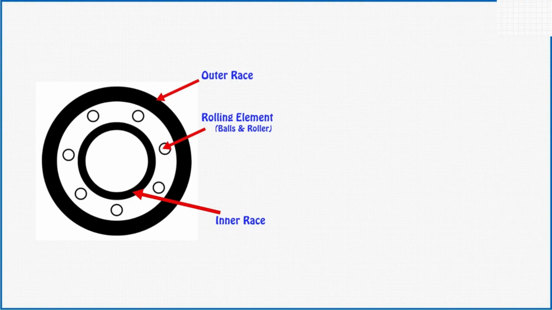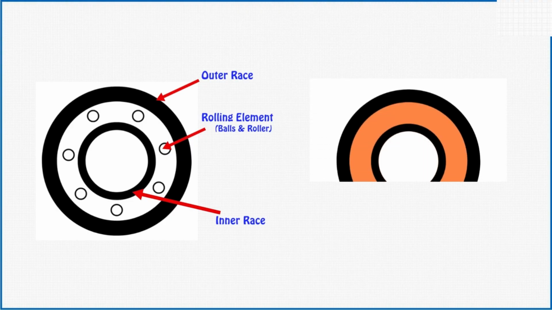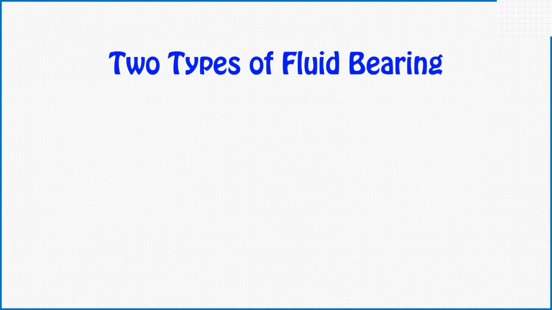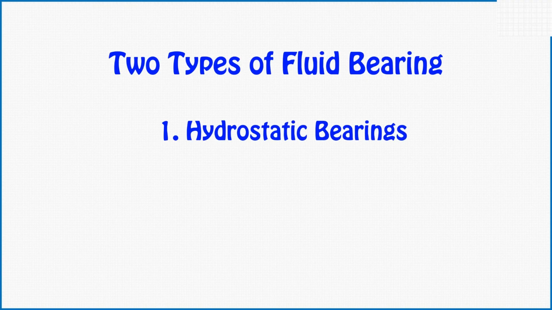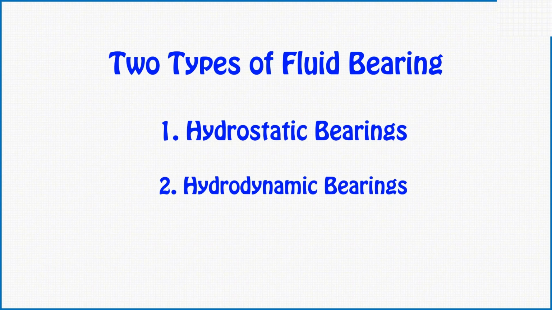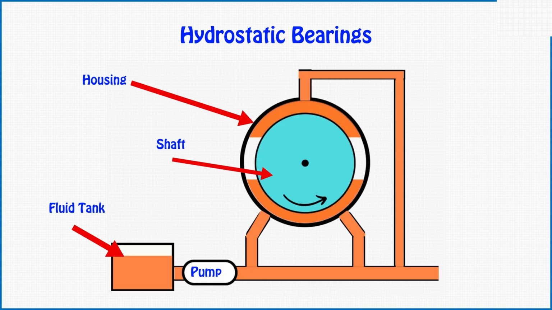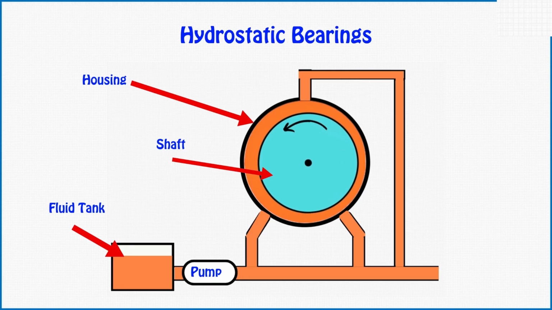Fluid bearings. Similar to rolling elements in roller bearing, in this fluid bearing, a thin layer of fluid is used to separate the moving surfaces and to reduce the friction between them. There are 2 types of fluid bearing. 1. Hydrostatic bearings. 2. Hydrodynamic bearings. In hydrostatic bearing, a pressurized fluid is used to lift the rotating shaft and keep it in center. This pressurized fluid will act like a separator between the moving surfaces and hence reduce the friction.